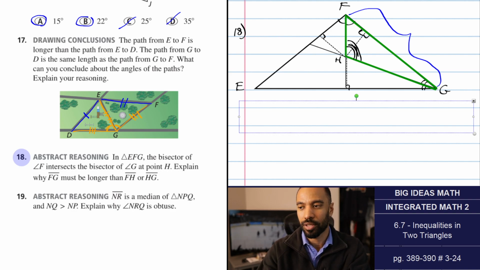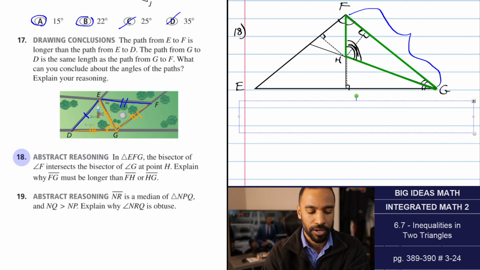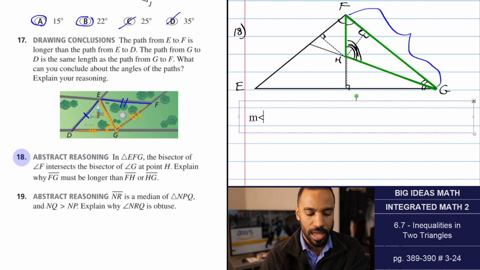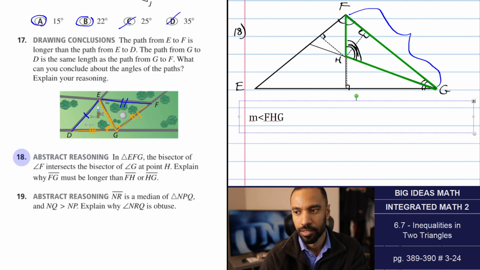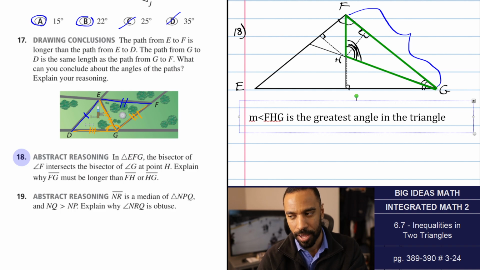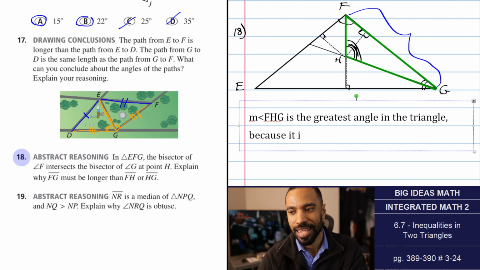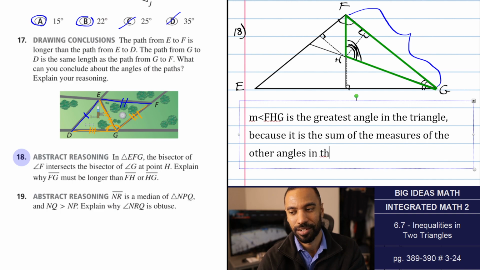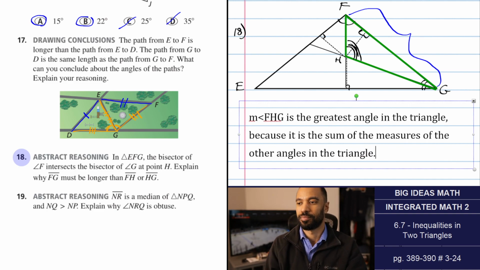We're really looking at how the measure of angle HFG is bigger. So measure of angle, I'm just going to write it like this, FHG is the greatest angle in the triangle. Now, here's why. Because it is the sum of the measures of the other two angles in the triangle. Now, you might not have known that. I'm typing this out first.